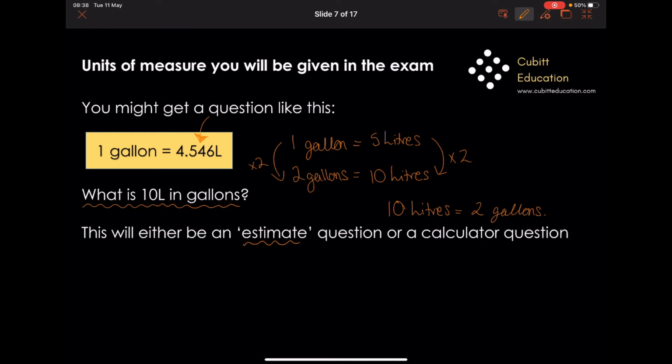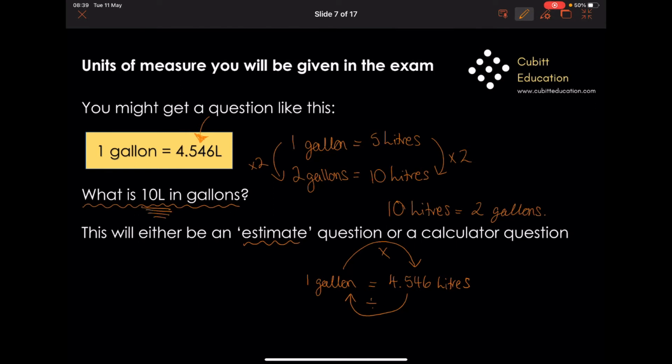Now, if it wasn't an estimation question and it wanted you to tell me exactly, we could say, okay, well, I know that 1 gallon is equal to 4.546 litres. That's what it's told me. And if I wanted to work it out exactly, I can draw my arrows and I can put times at the top, divide at the bottom. I want to know what 10 litres is.